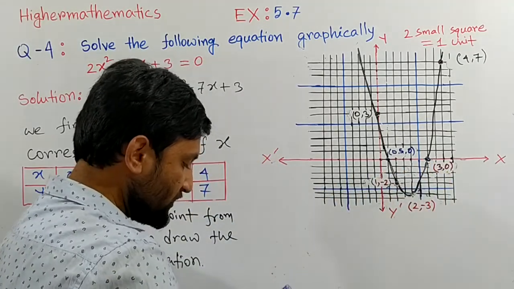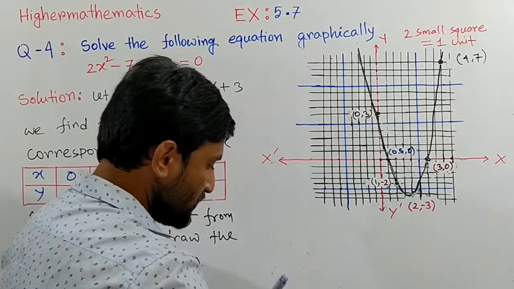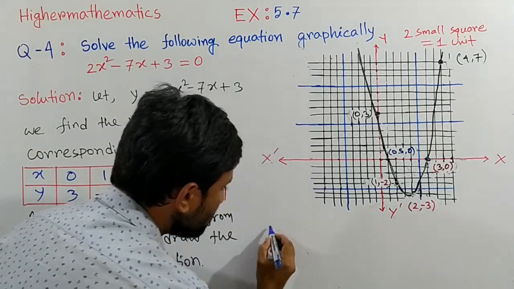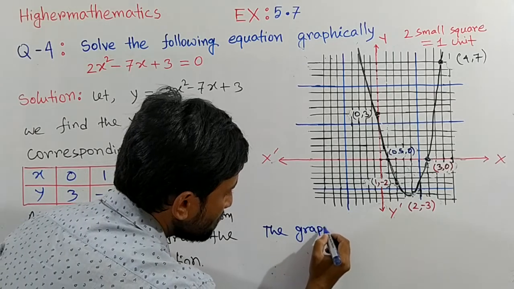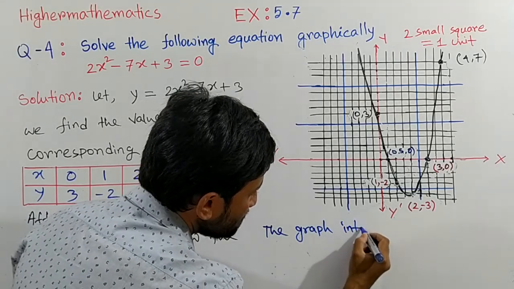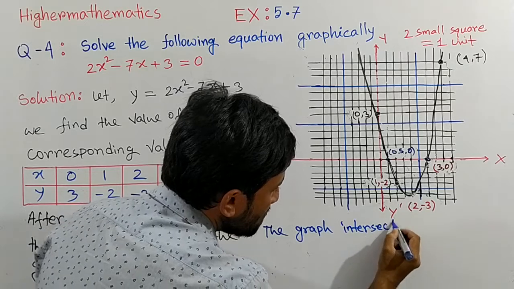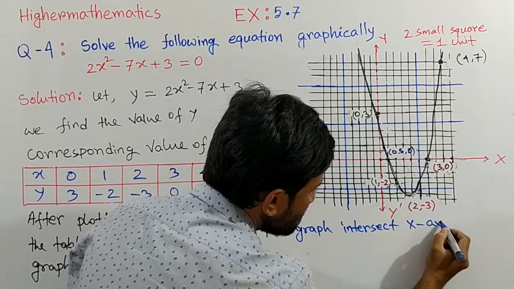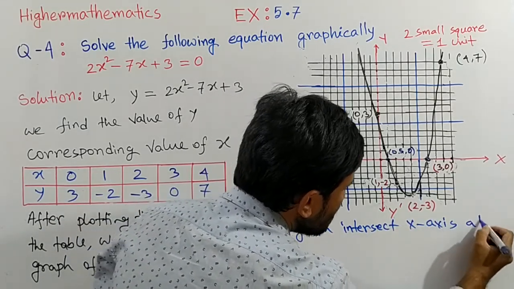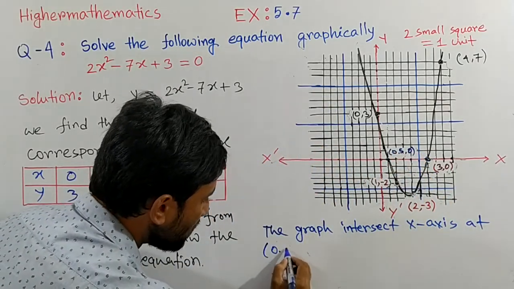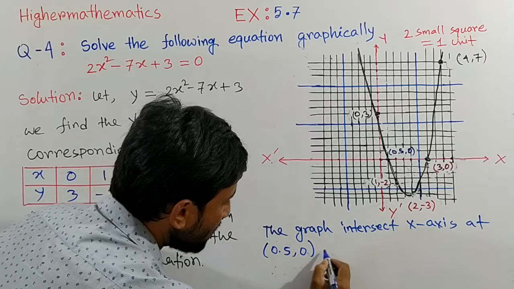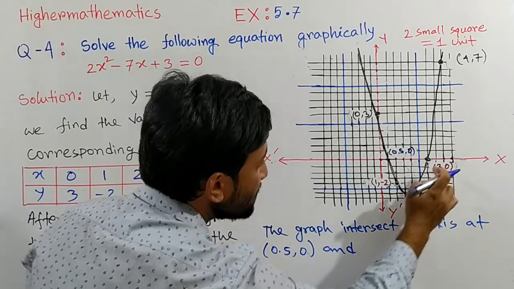So we can write: the graph intersects the x-axis at the point 0.5, 0, and the other point is 3, 0.